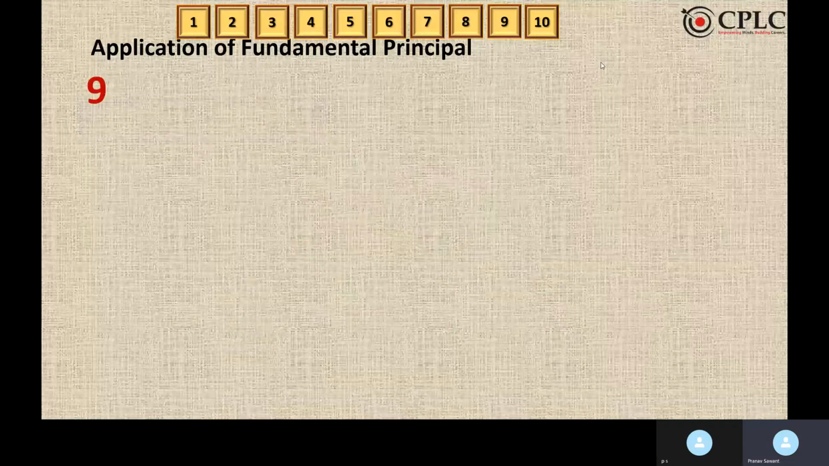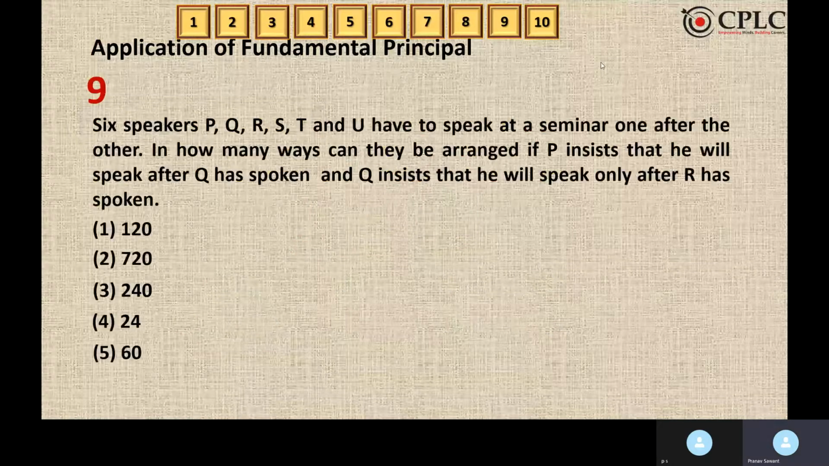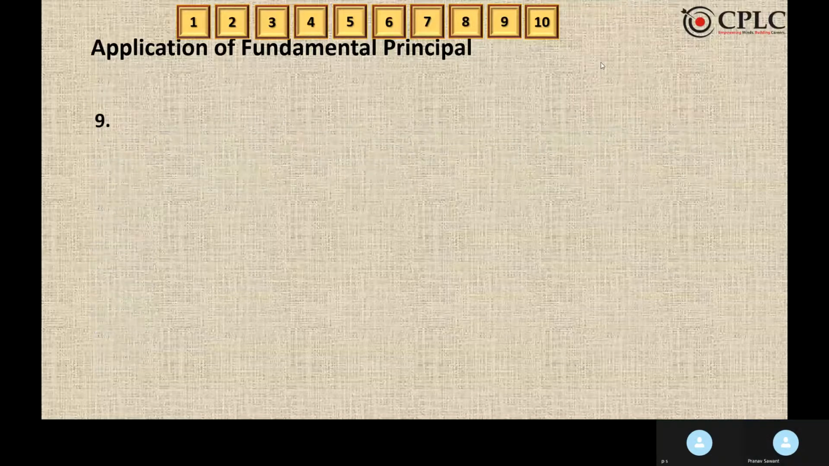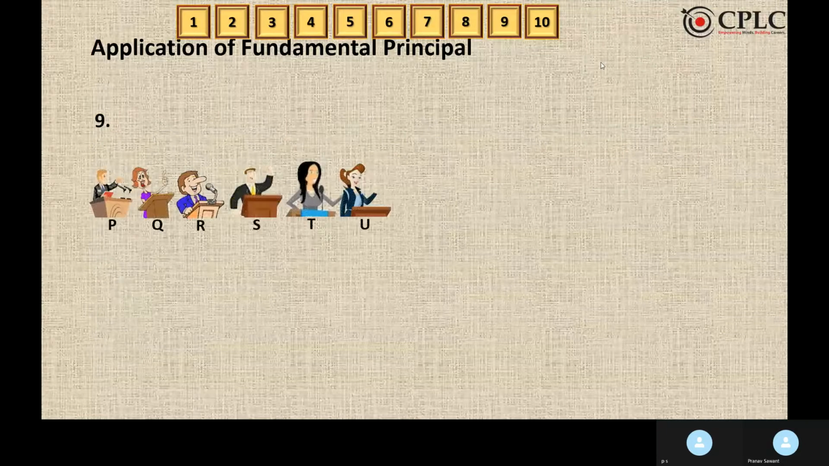Moving to the next question. Six speakers, P, Q, R, S, T, and U, have to speak at a seminar, one after the other. In how many ways can they be arranged if P insists that he will speak after Q has spoken, and Q insists that he will speak only after R has spoken? Now, there's a condition over here.